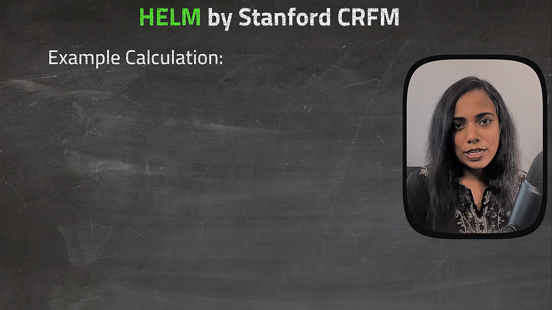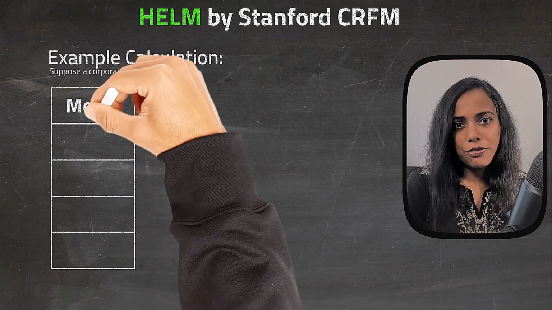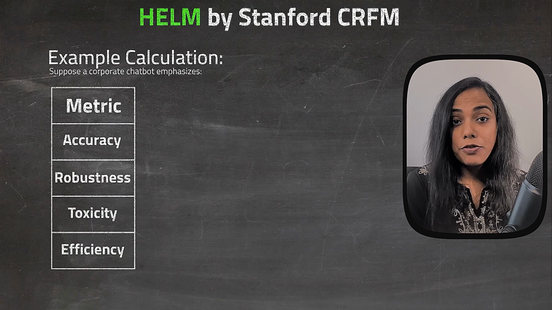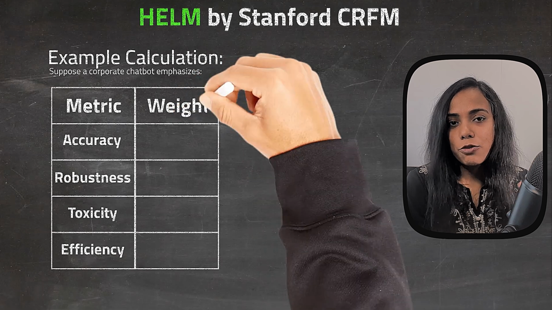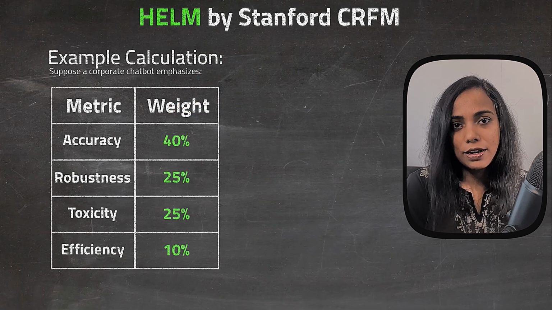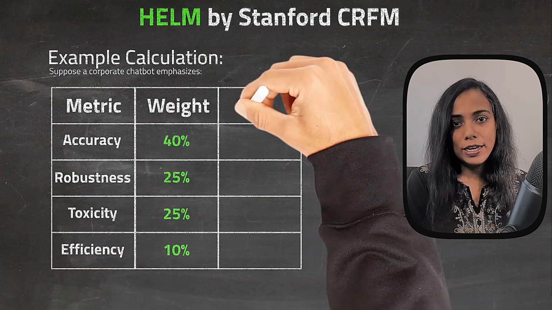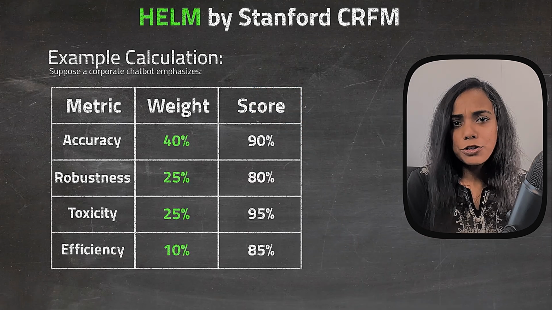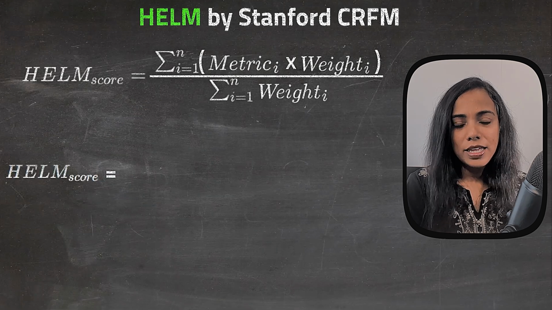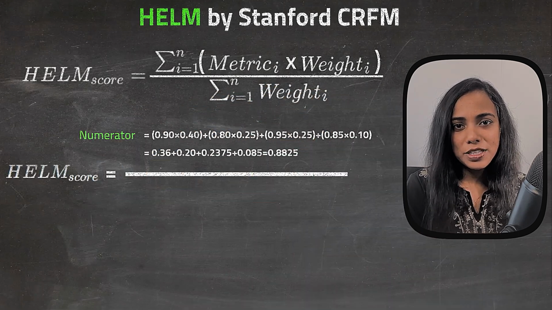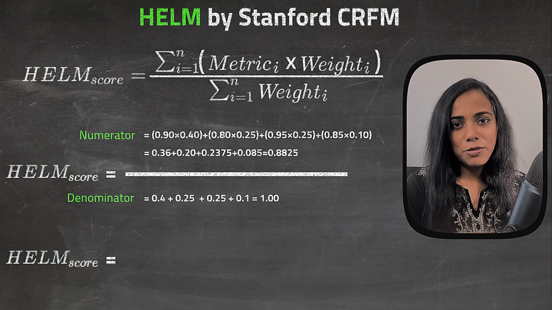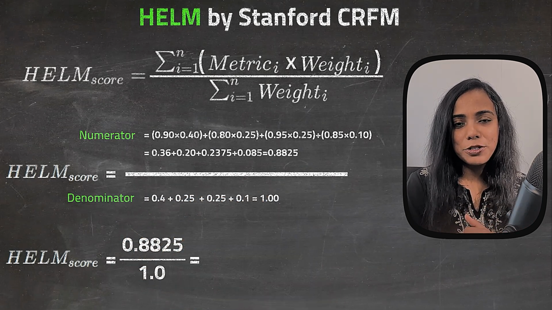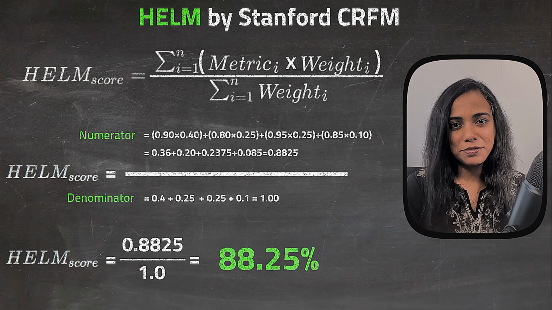So let's see this example where you want to use just 4 metrics to calculate the HELM score of the LLM. Then you assign a weight to each of these depending on what you think is more important for this LLM. And then you score the LLM on these metrics, and it can get different scores on each of these metrics. Then you'll essentially substitute these values into this formula and get a single value, which is your final score, which happens to be 88.25% here.